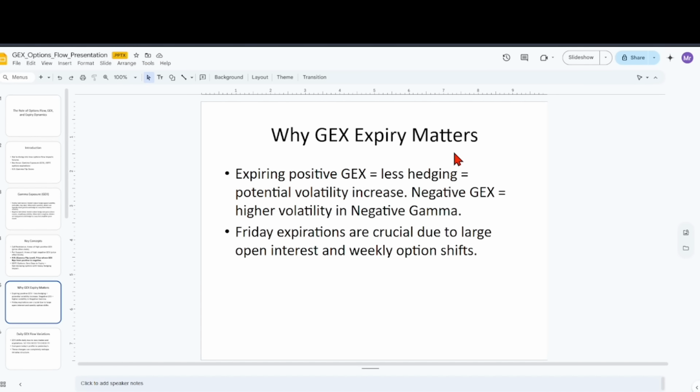Okay, if there is a lot of positive GEX expiring, it means there is less potential hedging required in the market. And if there is more negative GEX expiring, it means there can be a shift to positive gamma, and then there can be more hedging.